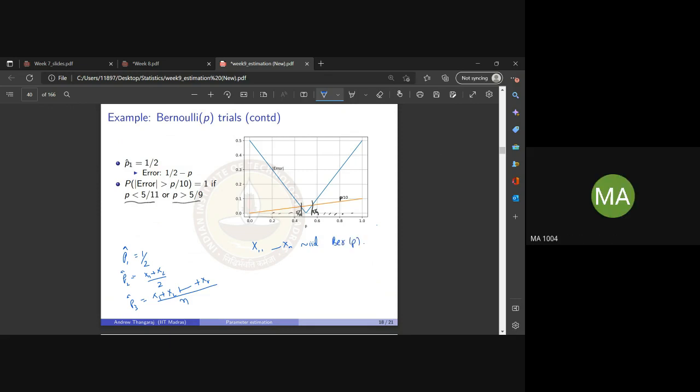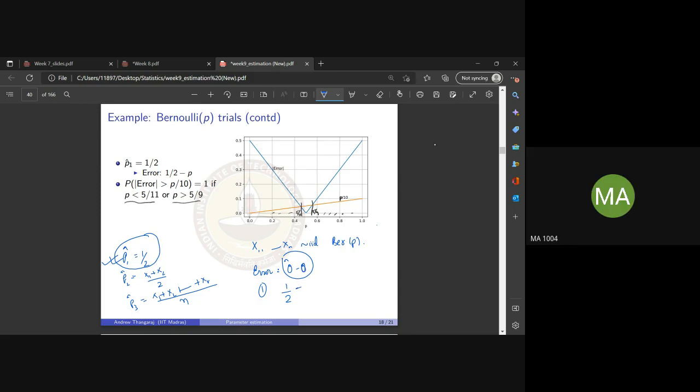Okay. Now, what is the definition of error? It is theta hat minus theta. So what is theta hat here? It's an estimator, a function of samples. So in case of the estimator P1 hat, what is theta hat? For the first case, it is 1 by 2.